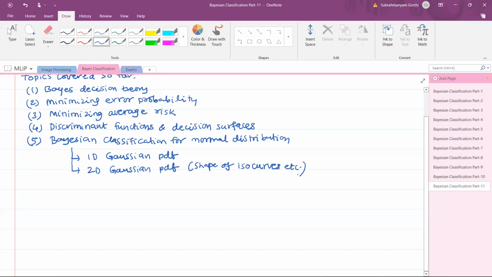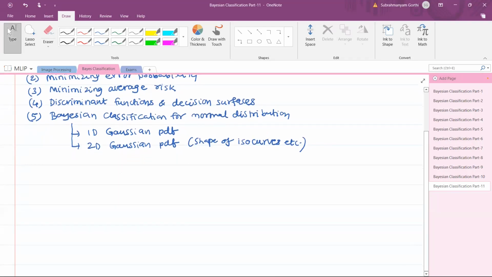What were the shapes of ISO curves there? By any chance, do you remember? For a 2D Gaussian PDF? So circles, ellipses. Any other possible shape? Rotated ellipses also, right? When you have the covariance matrix with non-diagonal elements also being present, those were the things we discussed. And then we moved to the n-dimensional Gaussian PDF, also the expressions for it, and we have seen all that.